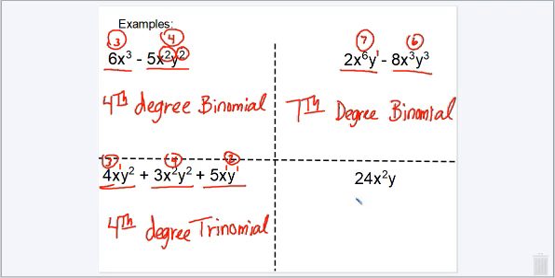All right, this last one only has 1 term, just that, which makes it a monomial. So when I look at its degree, I only have to add up one thing. 2 plus 1 makes 3. So it's a 3rd degree monomial.